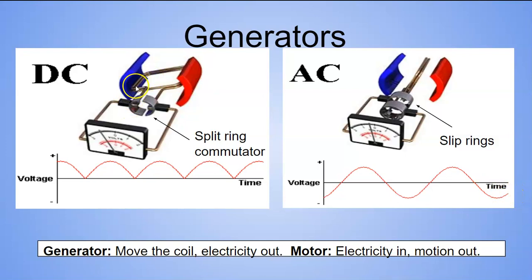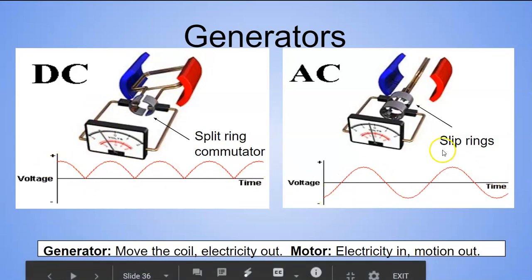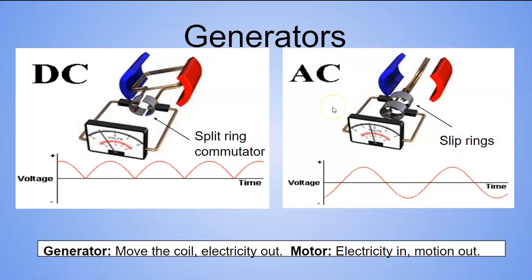All right, this one over here, it's always coming out on this brush right here, so I get a pulse and a pulse and a pulse, and it's always positive. Whereas this one's alternating, AC, going back and forth.